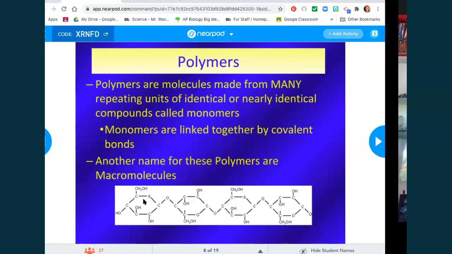So mono, 1, mer, unit. 1 unit. Poly, many, many units. Okay, so polymers are molecules made of many repeating units. So you can see this glucose molecule is repeated over and over again. And those monomers are linked together by covalent bonds.